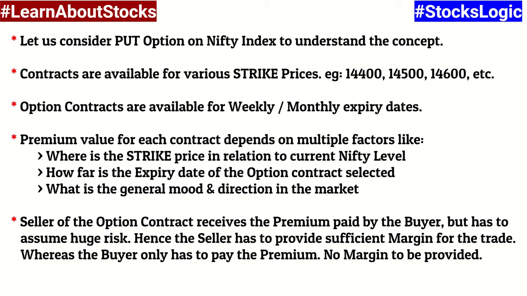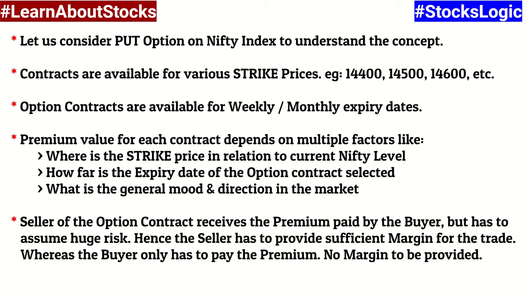The third important factor is the general mood in the market, the direction or the general mood in the market. So if the market is going up or the Nifty index is going up, then the put option of any particular strike price will fall. Whereas if the market suddenly makes a U-turn and starts falling, then the put option value will start increasing at a very fast pace as well. So the general mood and the direction in the market also do affect the premium of those particular put option contracts.